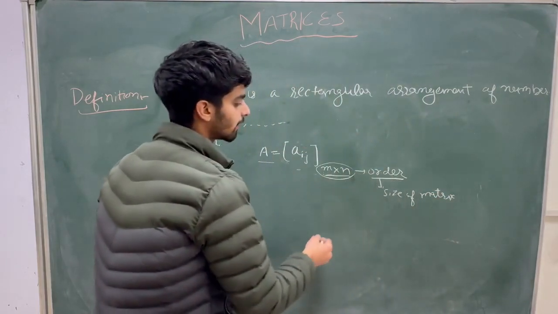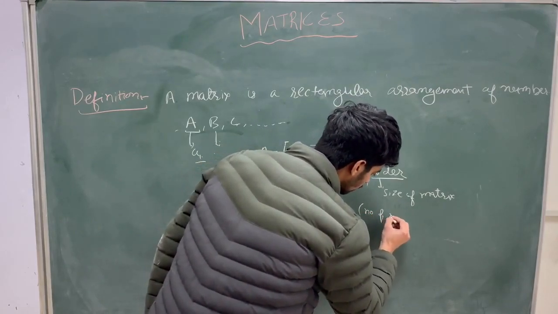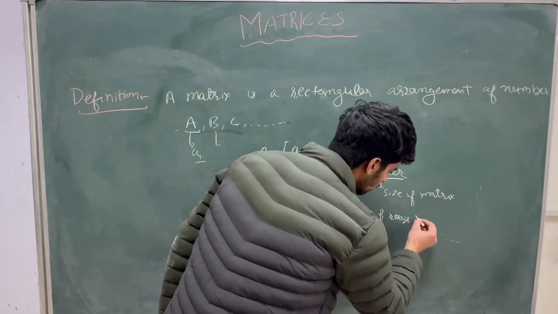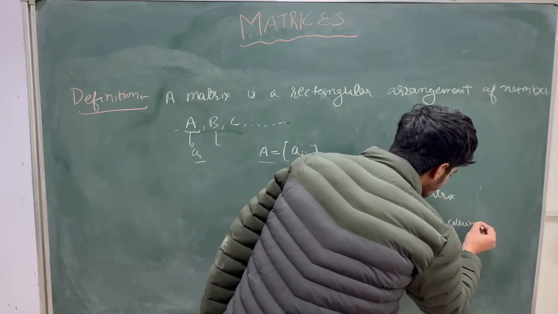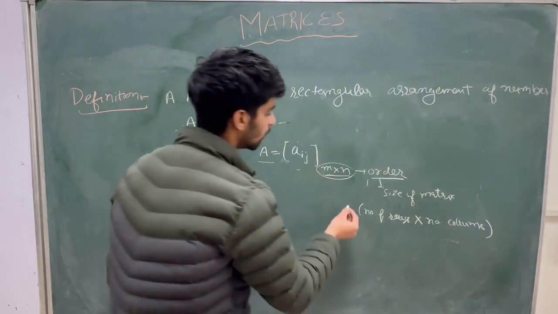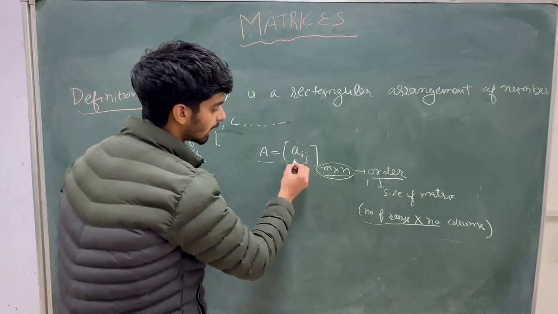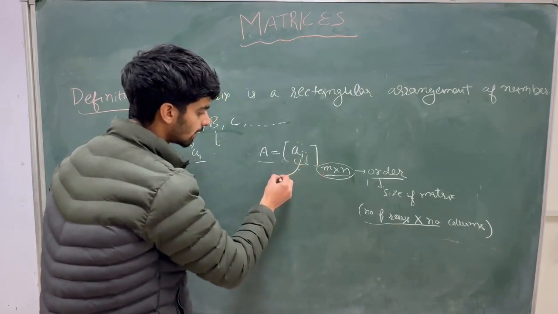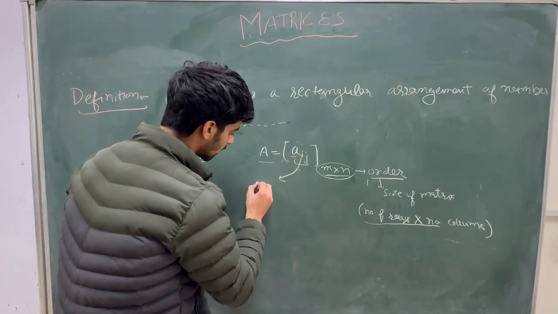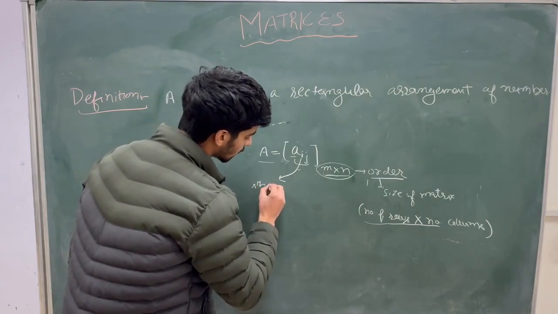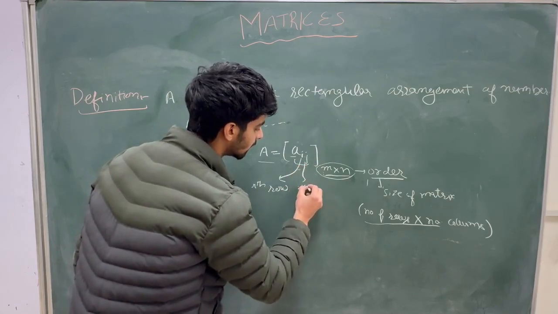And order is always written like this: number of rows cross number of columns. Order is always written like this. And here Aij means i denotes the element at ith row and jth column.